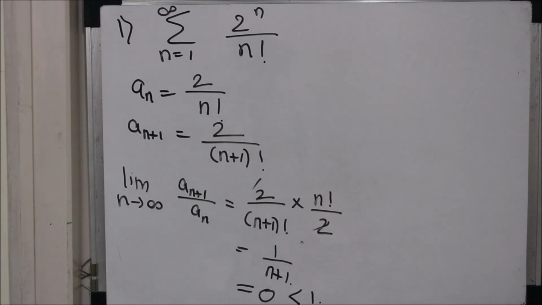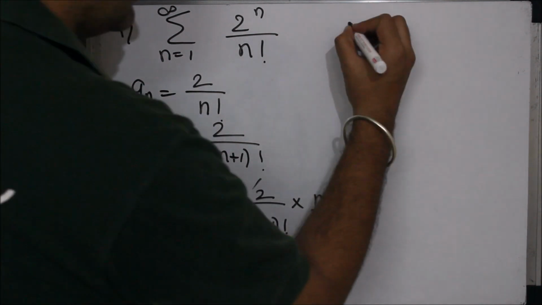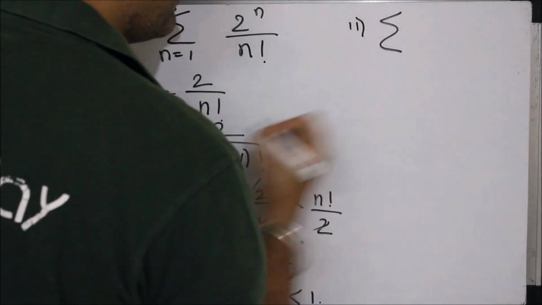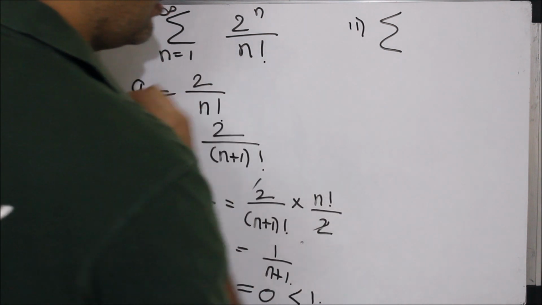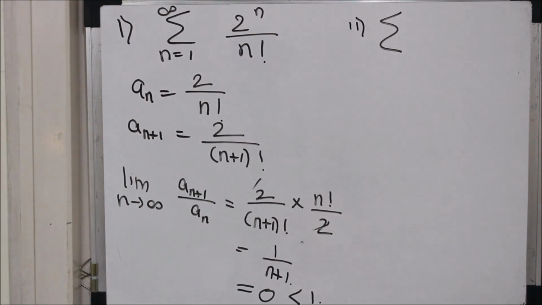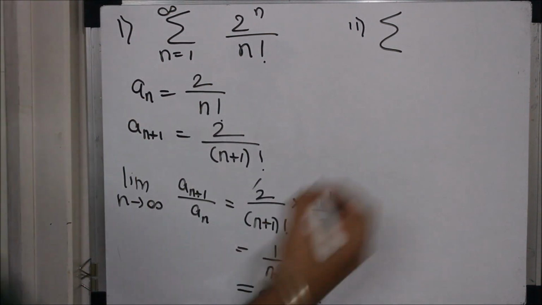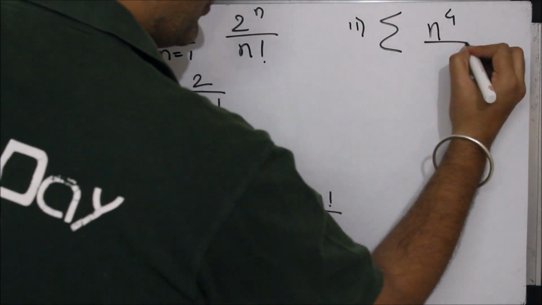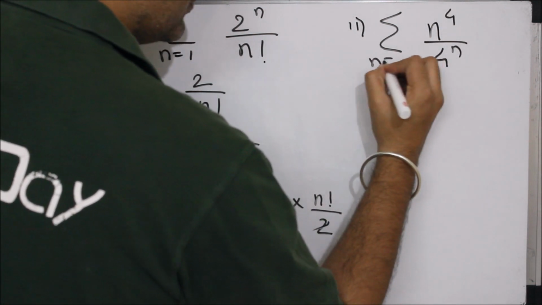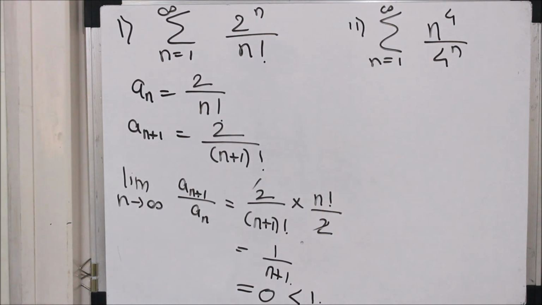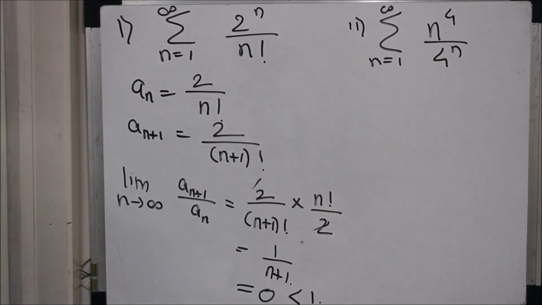I hope this example is clear. Let's take one more example. Suppose I take the summation of n raised to 4 upon 4 raised to n. I want to see whether the series is convergent or divergent. Here also the ratio test will be much more preferable, because you don't know which terms to throw away.